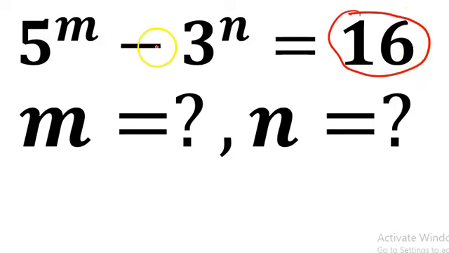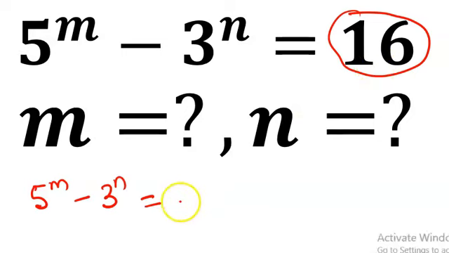So in this question, we need to find the factors of 16. That's when you add these two numbers, you get one of them, and when you subtract these two numbers, you get the other one on the left hand side. So we can write it as 5 raised to the power m minus 3 raised to the power n is equal to 16, which can be written as 8 times 2. So when you add these two numbers, we get 8. When you subtract, we get 2.